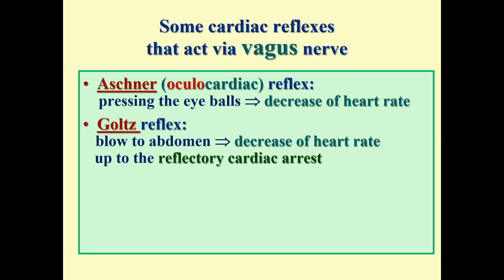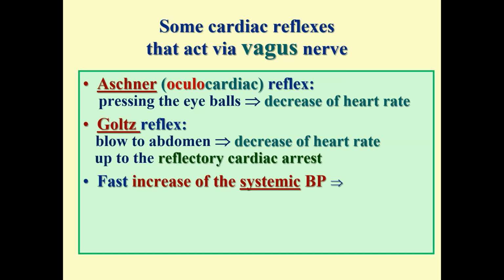Up to reflex cardiac arrest. Cardiac arrest means the stop of the heart, standstill. Then, simply according to previously seen schemes, you can see that a fast, sharp, immediate increase in the systemic blood pressure produces a decrease of heart rate and contractility, which goes simply through baroreceptors. Systemic blood pressure increases, aortic and carotid sinus receptors increase their activity correspondingly. They stimulate vagus nuclei in the medulla more, and vagus produces stronger inhibition of the heart.